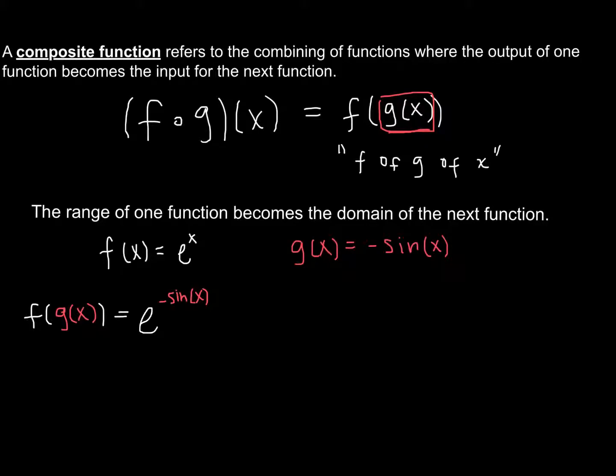Okay. Now let's try the other way around. So let's do g of f of x. So now the output that we get from f, which is e to the x, is going to be the input for my function g. So g will take its input and use it as an argument for sine and then multiply by a negative. So when it takes the input of f of x, well, f of x is e to the x. So now e to the x is going to be the input of our function g, and we will end up with negative sine of e to the x.